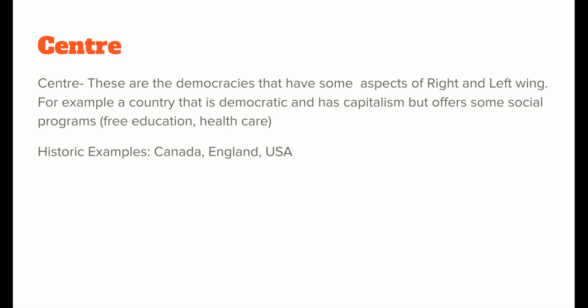So we have aspects of both right and left wing, which means Canada, depending on who's in charge of it, is somewhere in the center.